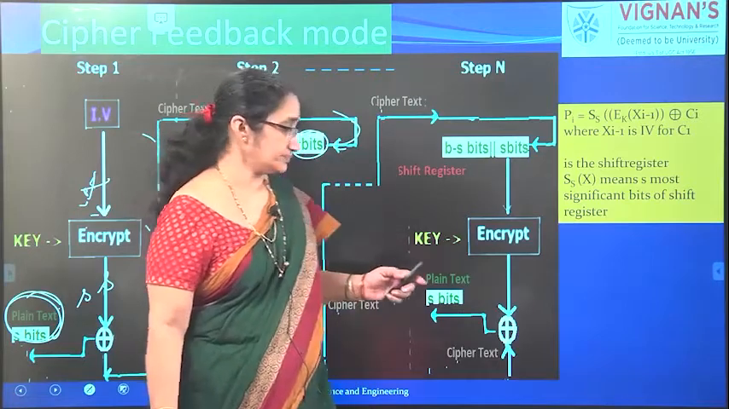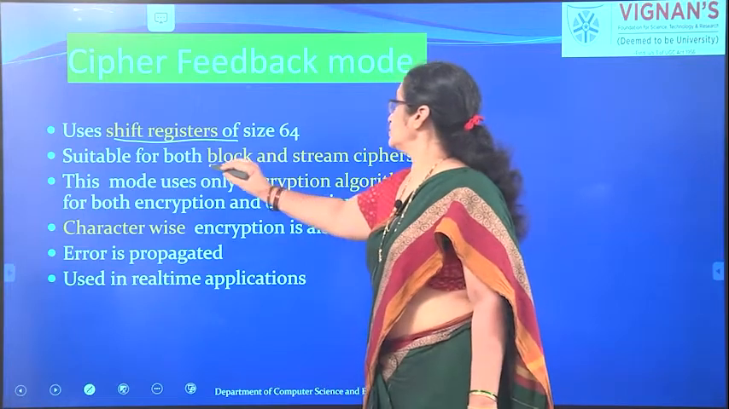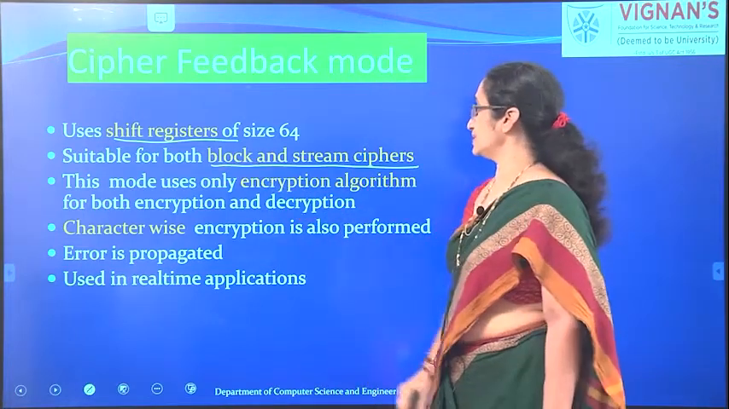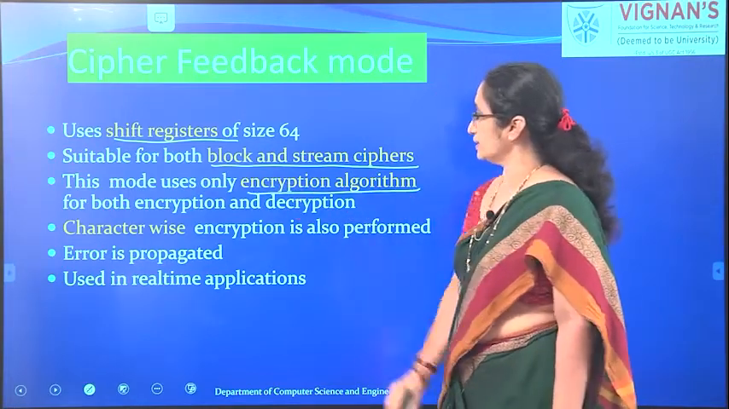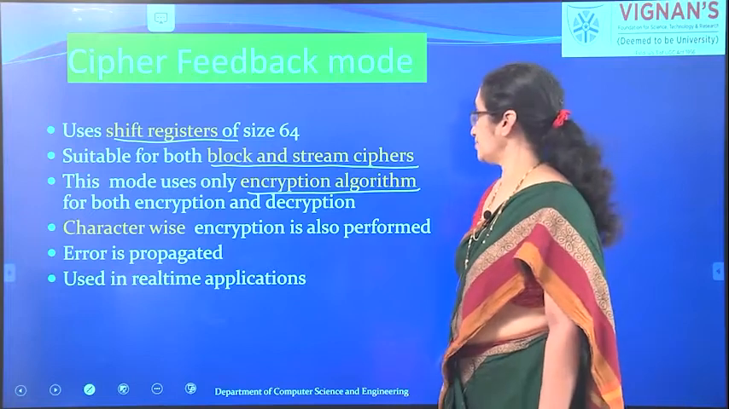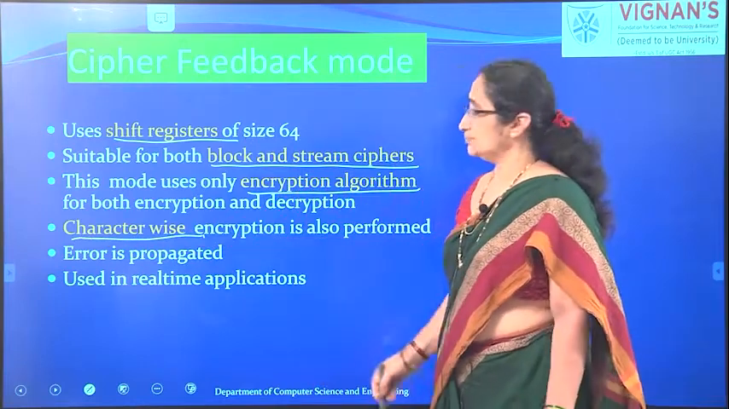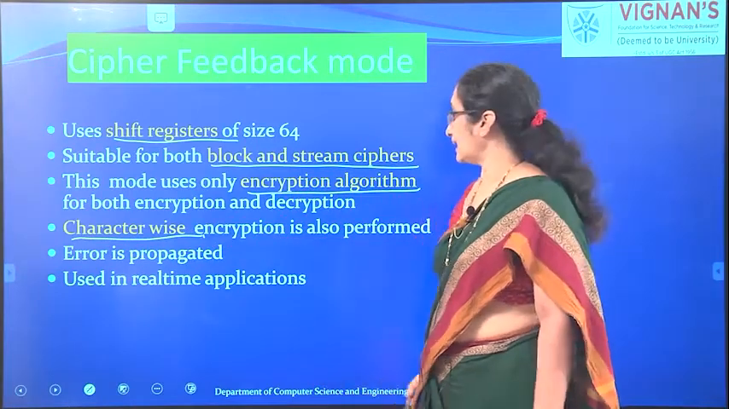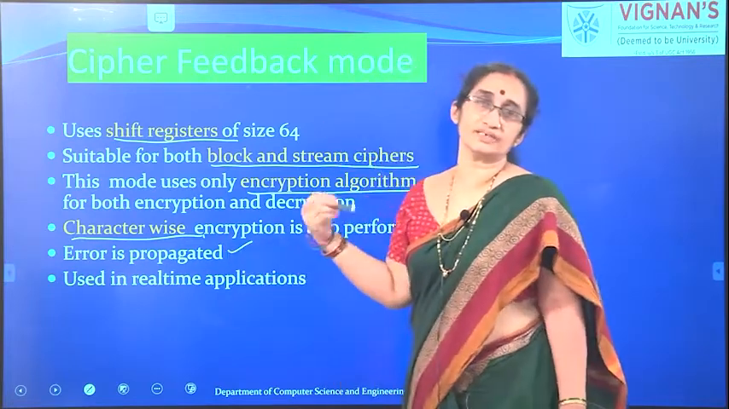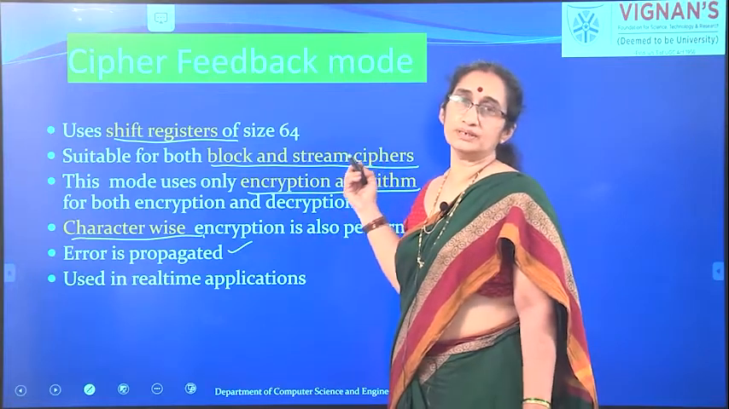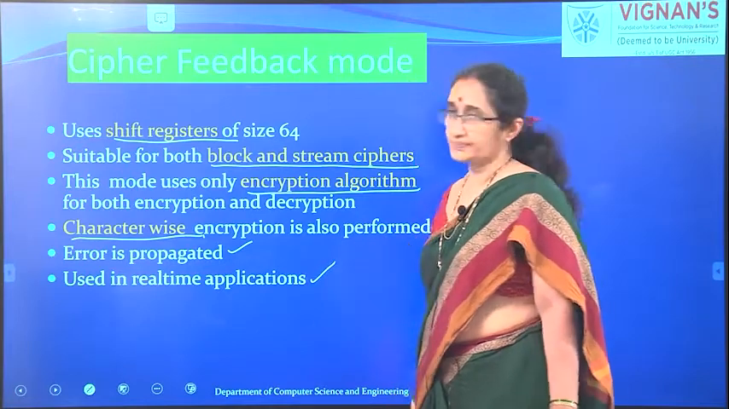The next one uses shift registers of size 64. It is suitable for both block and stream cipher, and this mode uses only the encryption algorithm. This is very important for both the encryption and decryption process. Character-wise or bit-wise encryption can be done, but preferably character-wise. Here also the error is propagated, because you are propagating the cipher text as the input into the shift register, and it is used in real time applications.